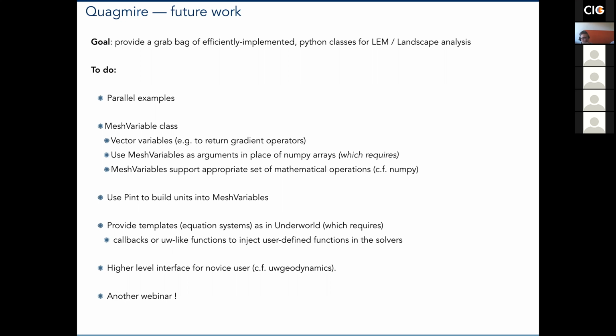Another important thing that we do in Underworld, which we haven't really dealt with here, is using real units and scaling. And Pint is a Python package we use in Underworld to do that, and we would use that same thing to build units into the mesh variables.